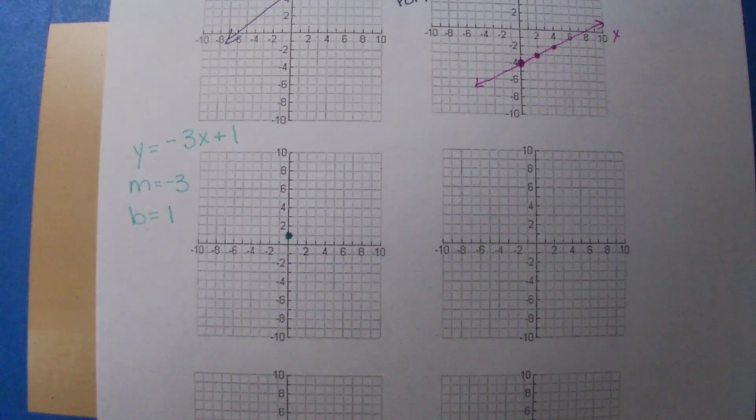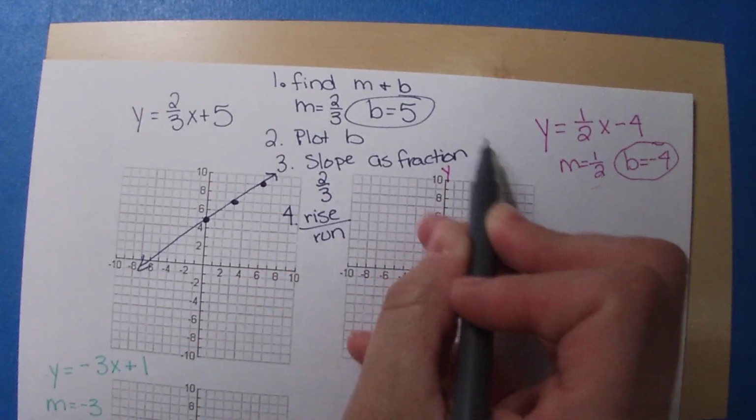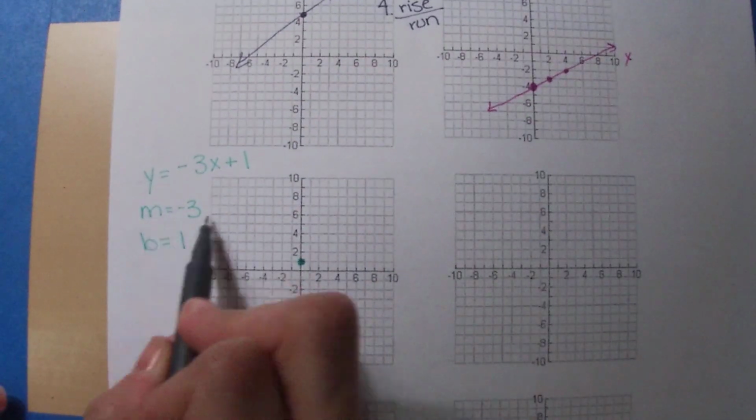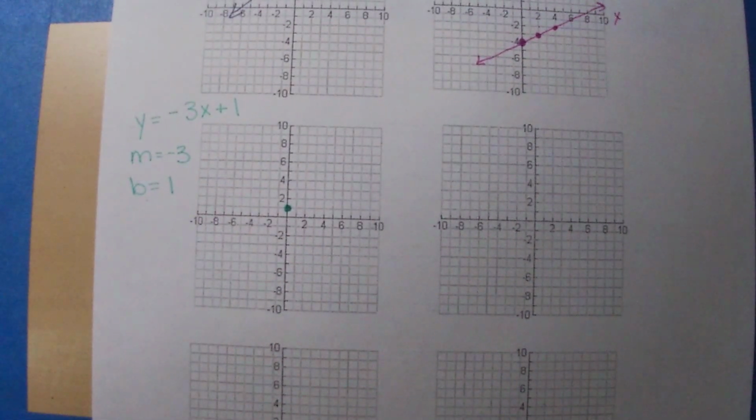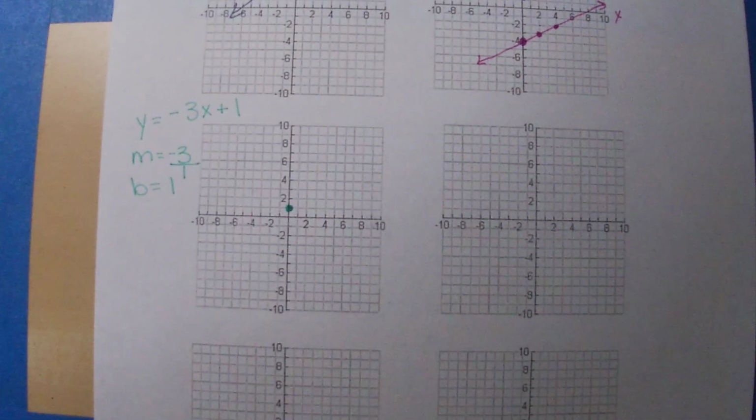That's no problem at all. However, to consider our slope of -3, we said we need our slope to be a fraction, and currently -3 is not a fraction. So if we ever want to turn a number into a fraction, all we have to do is put it over 1.